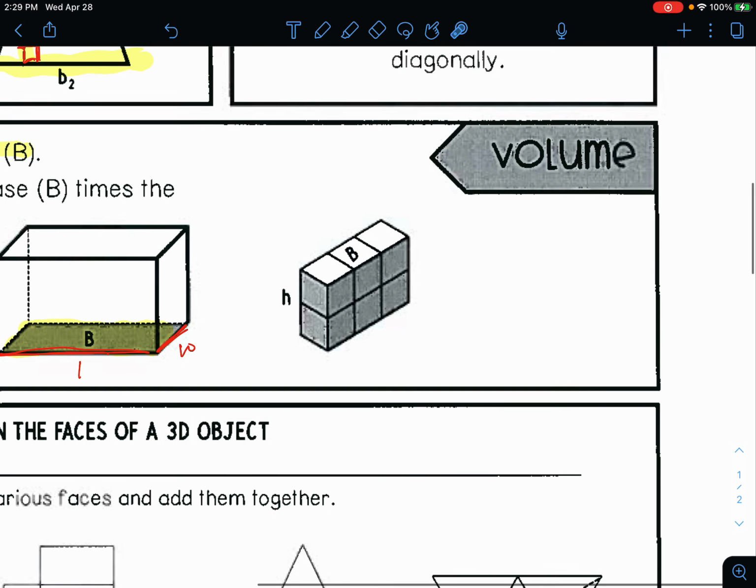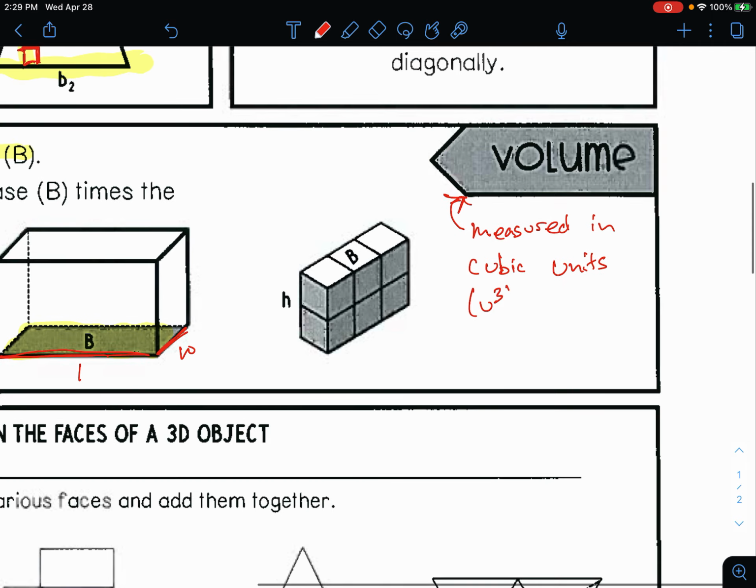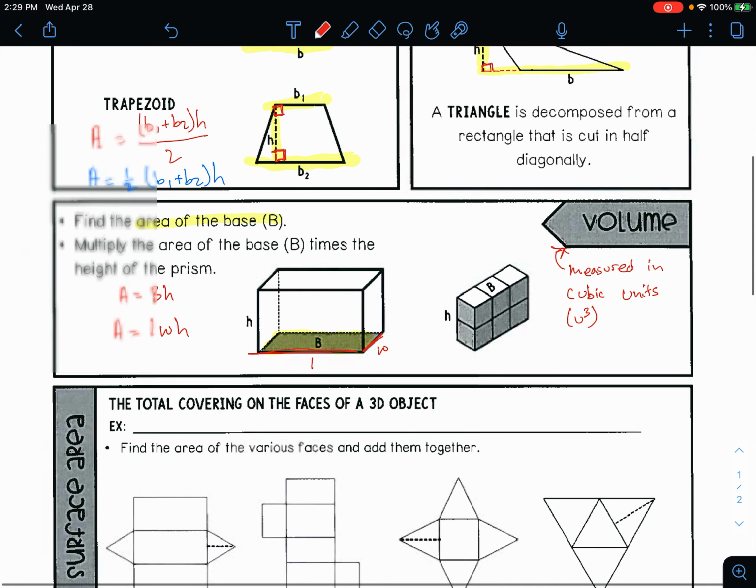And remember, volume is measured in cubic units. That would be like units cubed, or U cubed, like centimeters cubed or inches cubed. And it is measuring the amount of space inside of an object.